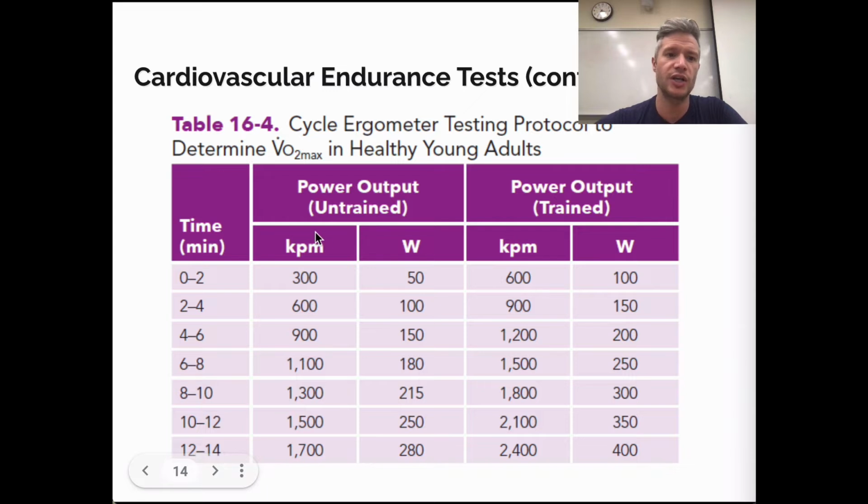So here we are if we have our untrained or trained individuals, and the amount of watts we'd want them to change. This is kilopound meters, which is just a different way of measuring the same thing as watts, but I think watts generally would be a more common unit of measurement for cycling. And here we are, 2, 4, 6. So every 2-minute increments, we go up 50 watts here, and untrained. It's a bit of a jump, but reasonable. And then 50 watts, you just start lower for our untrained individuals. Okay.